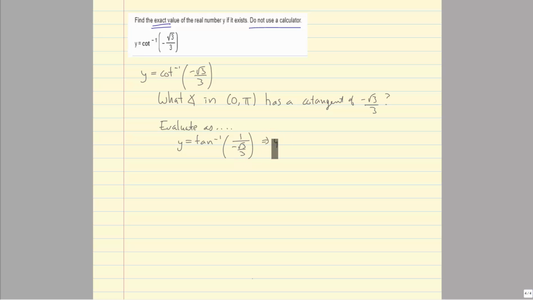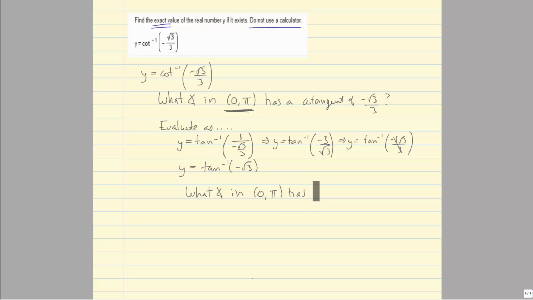So this would be y equals inverse tangent of -3 over root 3, because this would flip. And of course, if we rationalize the denominator, y equals inverse tangent of -3 root 3 over 3. The 3's would cancel. And finally, y equals inverse tangent of negative root 3. So this means what angle in the interval, now I'm not using the interval for inverse tangent, I'm using the interval from up here, 0 to π, has a tangent of negative root 3.